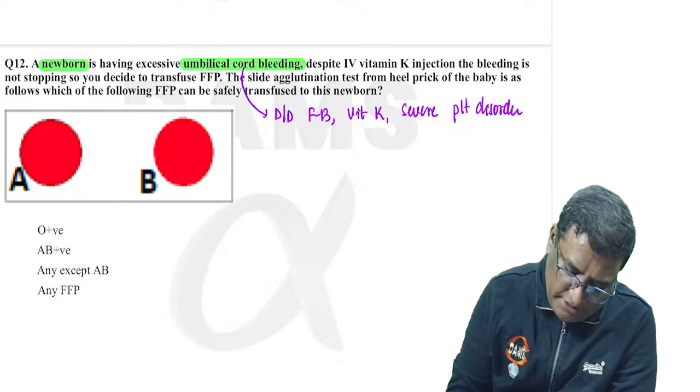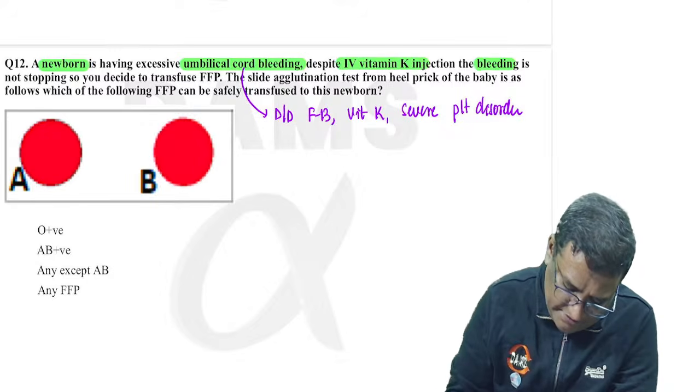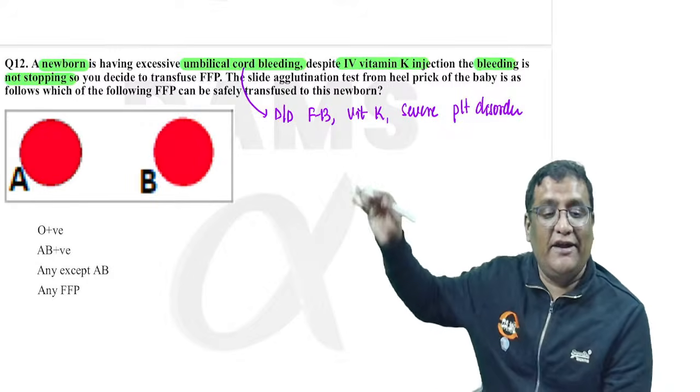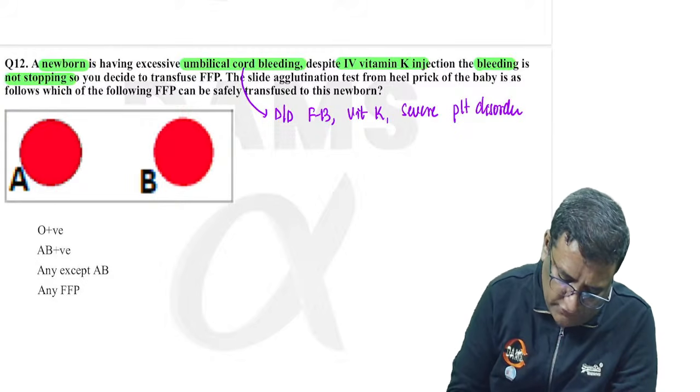The next line says, despite IV vitamin K injection, the bleeding is not stopping. So it is unlikely to be vitamin K deficiency, isn't it? So you decide to transfuse FFP.